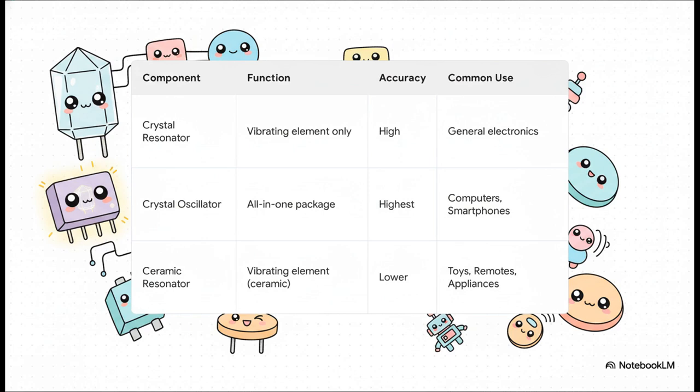And finally, you've got the ceramic resonator. This one uses a ceramic material instead of quartz. It's not as accurate, but it's much cheaper, which makes it perfect for things like toys or TV remotes.